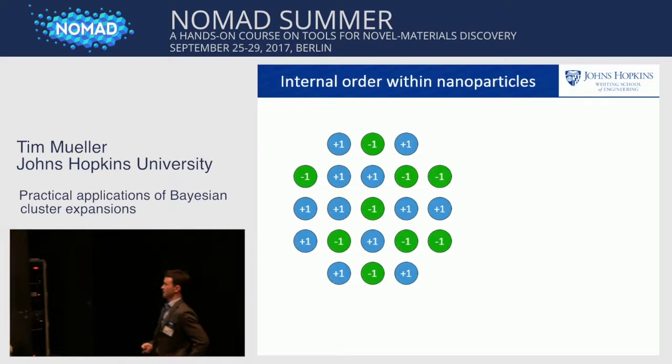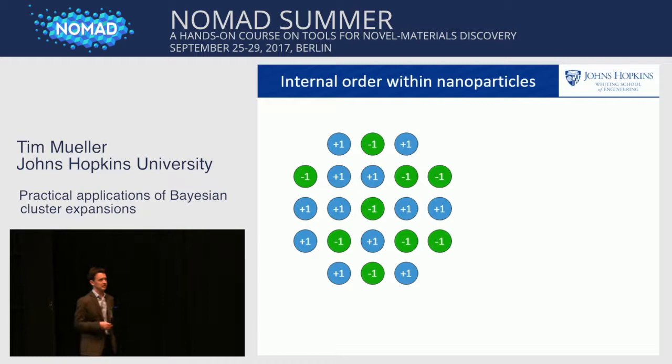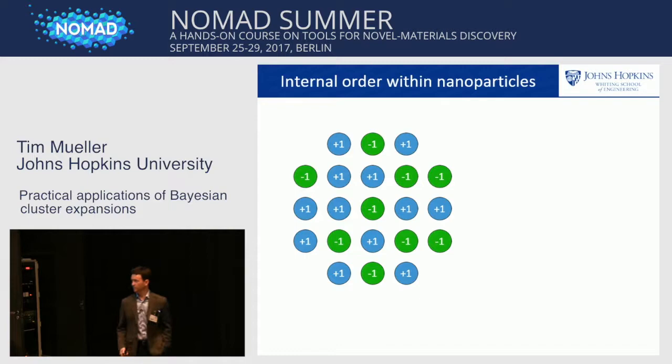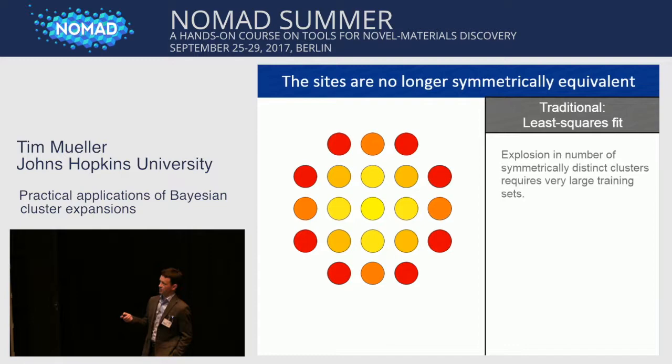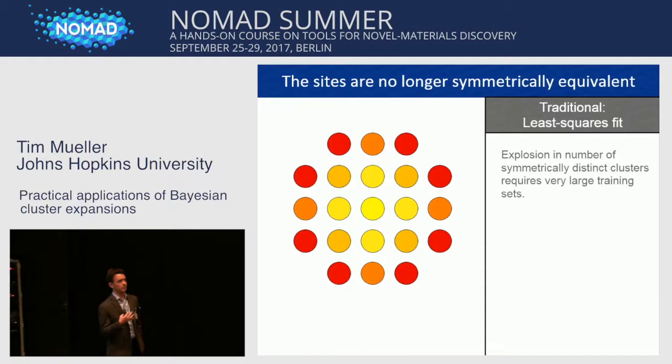And I'm just going to do a cluster expansion of this. In this case, we're looking at finite-sized nanoparticles, a fixed size and fixed shape. And so we build a cluster expansion, in this case looking at gold palladium nanoparticles. The interesting thing about a nanoparticle, the same thing with the surface, is that you break symmetry. So now these are all symmetrically distinct sites, colored once again, grouped by symmetrically equivalent ones. So you have an explosion again in the number of coefficients that you have.